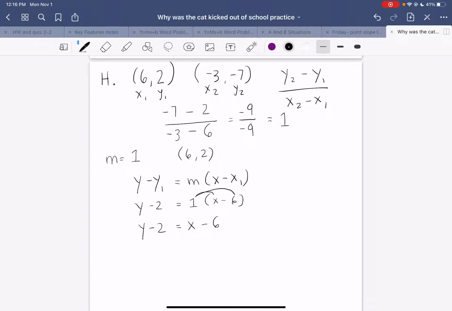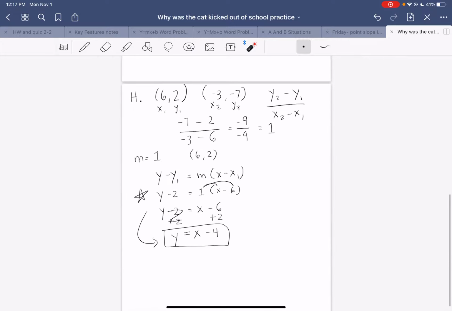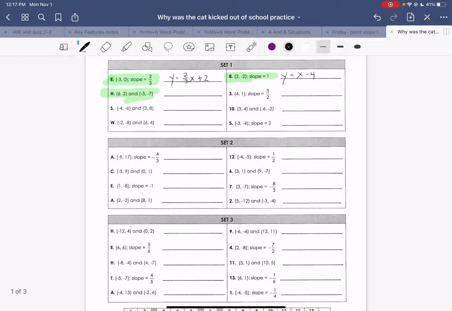And then who's going to tell me the last step? You add the 2. Add 2 to both sides, and we get y equals x what? X minus 4. Okay? So that is our answer. We went from point slope form to y equals mx plus b when given 2 points on a line. So we had to do an extra step. We had to find the slope of this line first. So now let's go back. Y equals x minus 4.